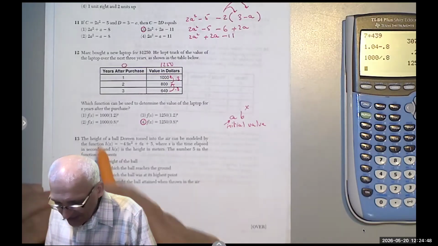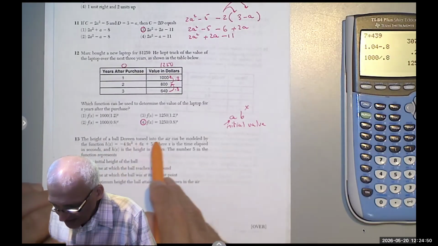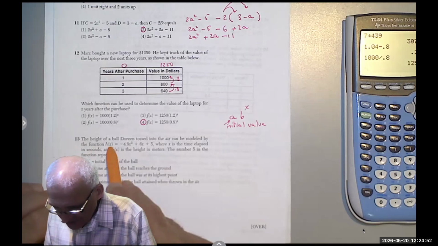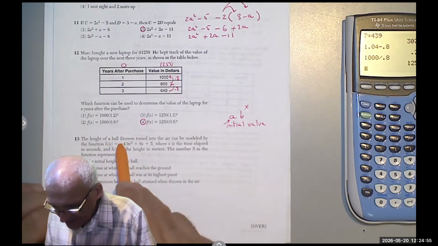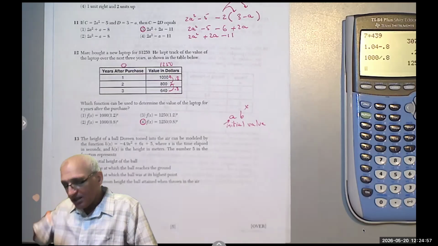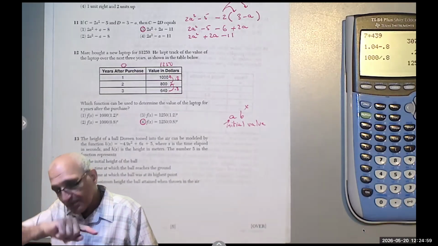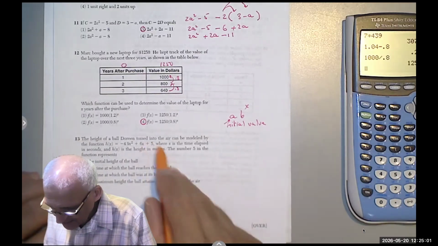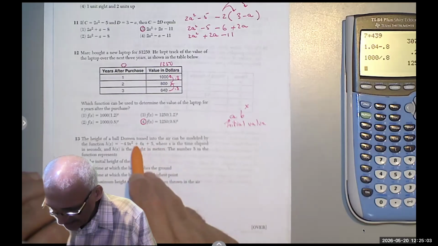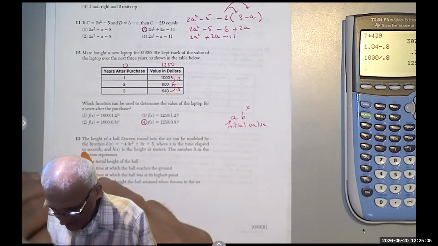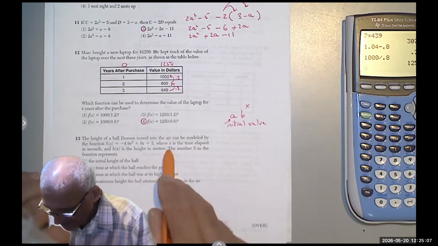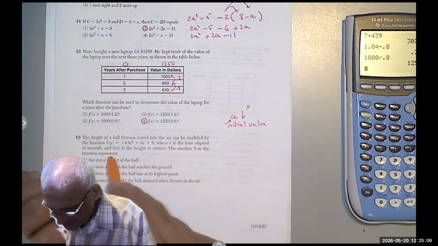Let's move on. The height of a ball Doreen tossed into the air can be modeled by the function h(x) equals negative, it has to be negative because it's going up, so it's a parabola opening down, plus 6x plus 5, where x is the time, so it's t, so to speak, in seconds, and h(x) is the height in meters. The number 5 in the function represents what?